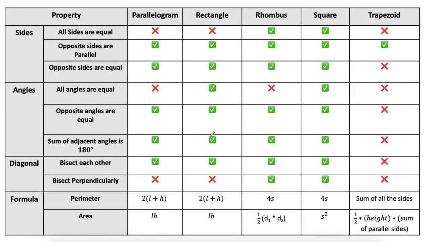Now this is just a brief summary of all of the properties of the parallelogram, rectangle, rhombus, square, and trapezoid, which we discussed so far, with respect to the sides, the angles, diagonals, and the formulas.